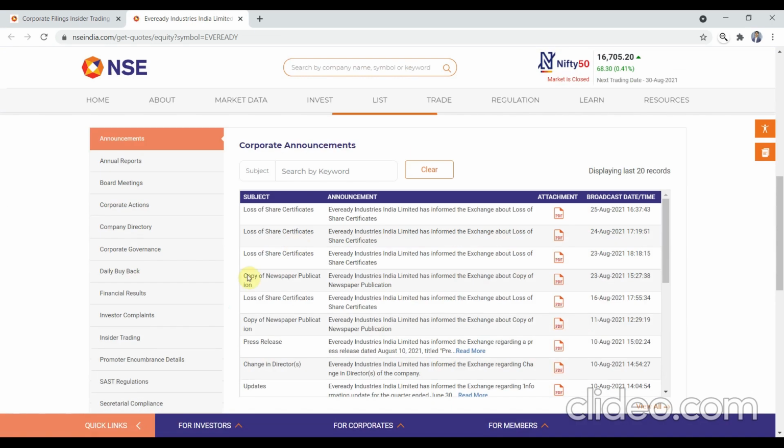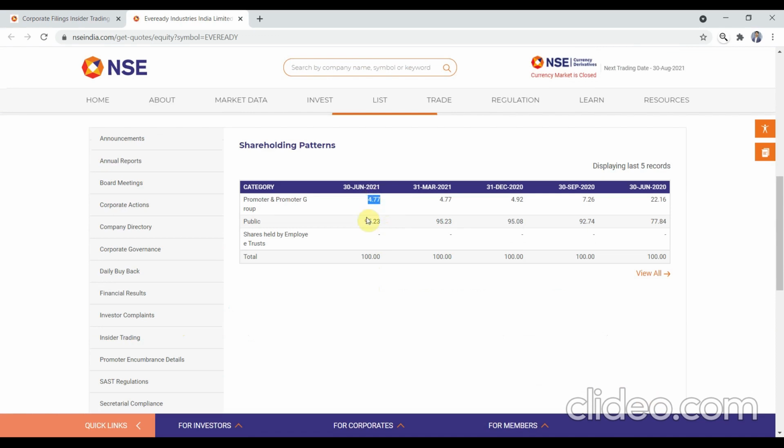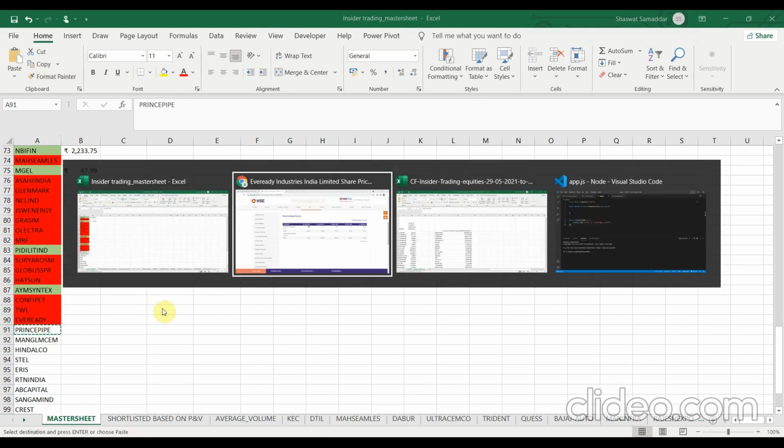Going to corporate. Let's check the shareholding patterns for this. Okay, so the promoters hold less than 5%. It should be greater than 50 for our filter. So I'll mark this stock as red. Moving on to the next stock.